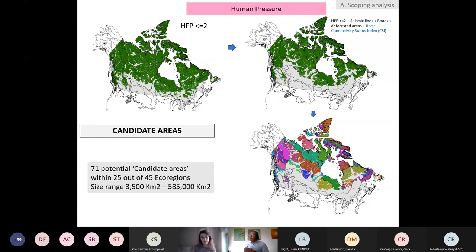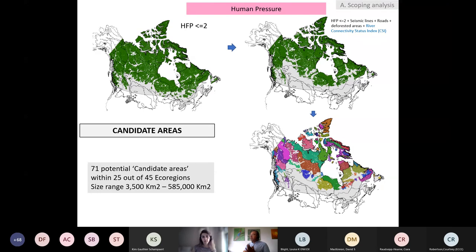And from there, we can start trying to identify what we call candidate areas within the ecoregion. So in this process of cleaning and organizing this data set based on the human pressure, we have 71 potential candidate areas within 25 ecoregions in Canada. So this is the scoping analysis.